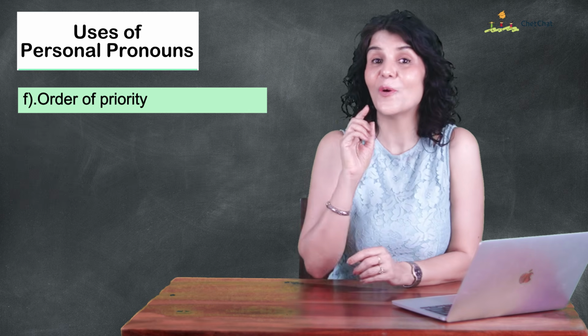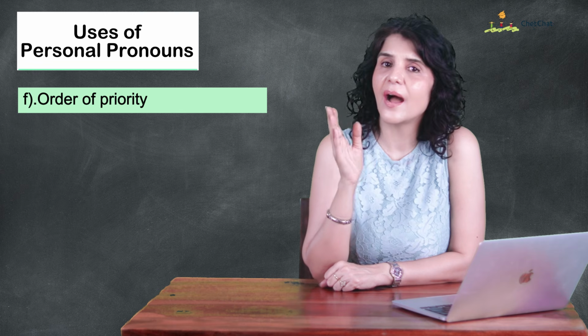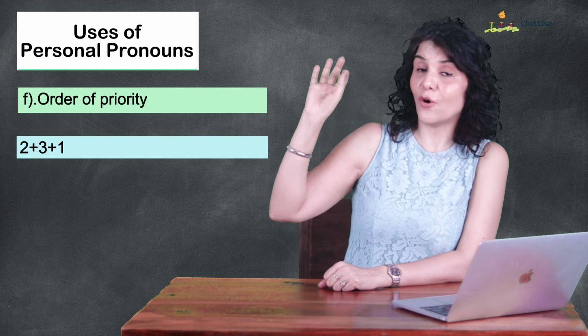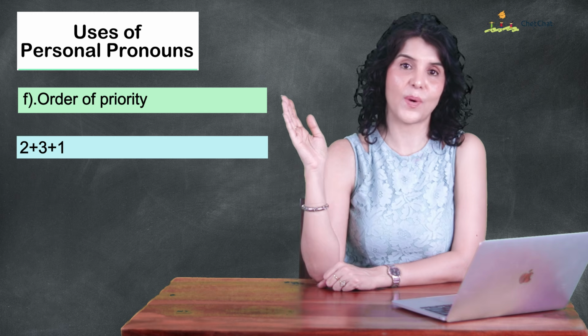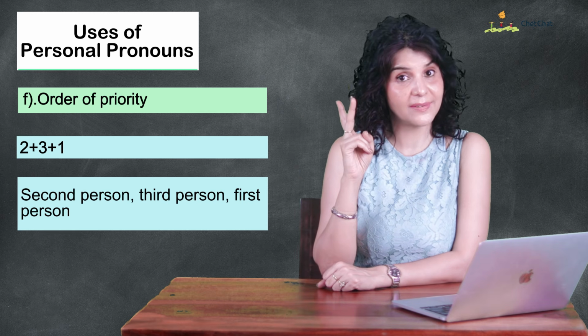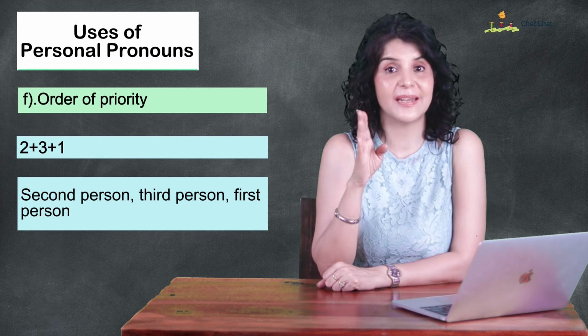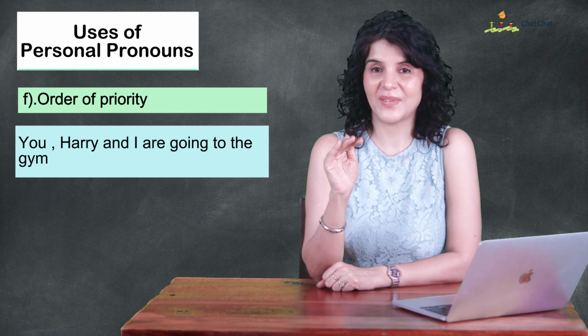Next, let's look at the order of priority. Is it my friends and I or I and my friends? Who comes first? Now remember this, the order of priority for pronouns is 2, 3, 1. The second person followed by the third person followed by the first person. You, Harry and I are going to the gym.